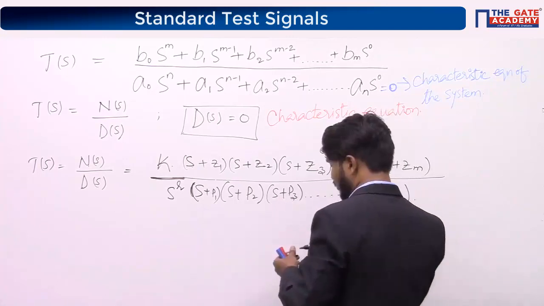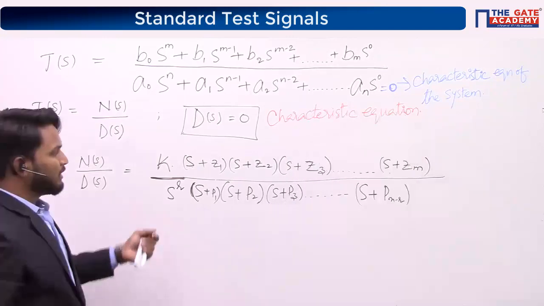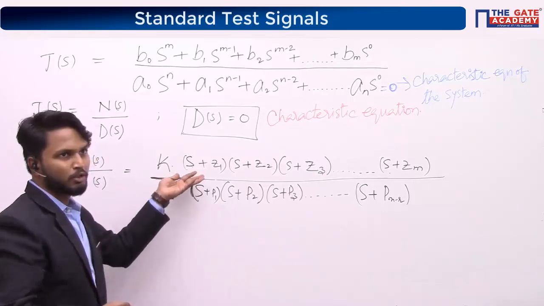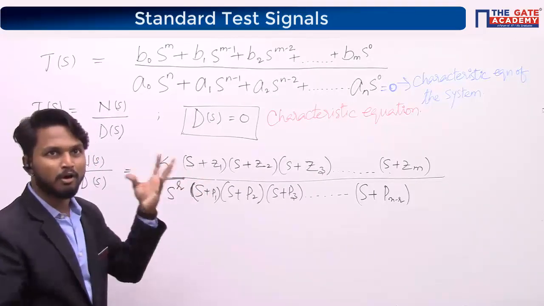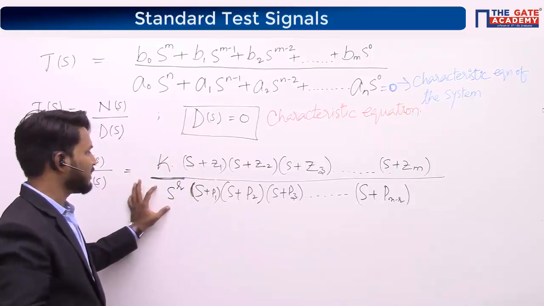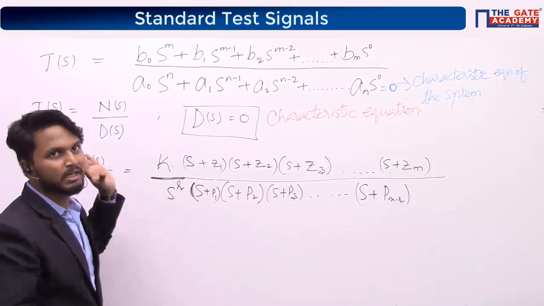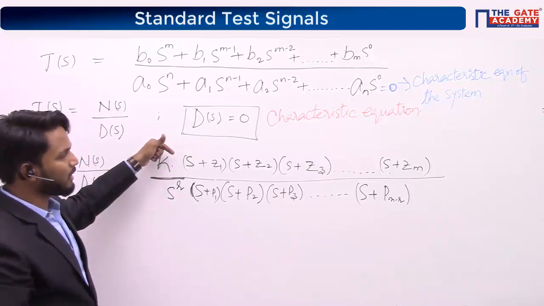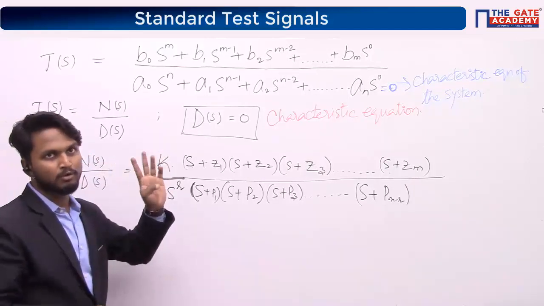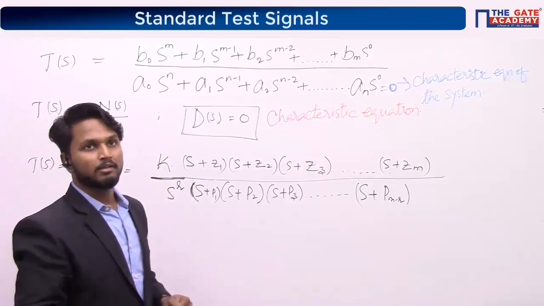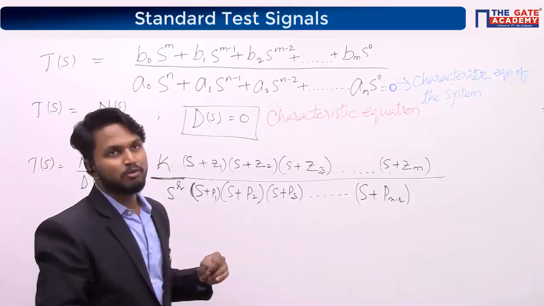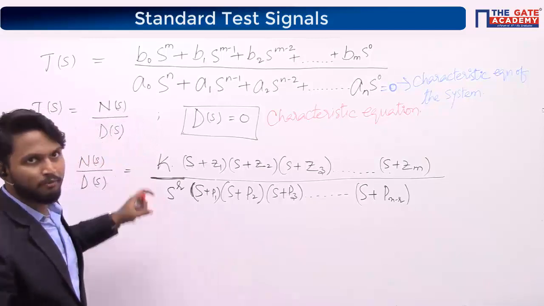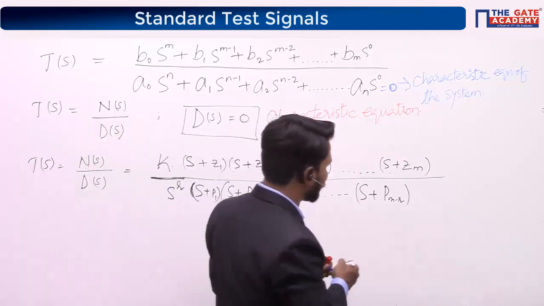N is the degree of the denominator. The roots of the characteristic equation or the roots of the numerator polynomial can be at the origin also, and that is the reason why I have considered some roots like this. So the numerator can have more roots at the origin as well as the denominator can have more roots at the origin. Here one more thing you need to know is that this particular form is called the pole zero form.